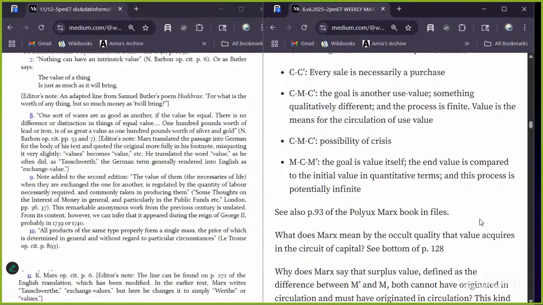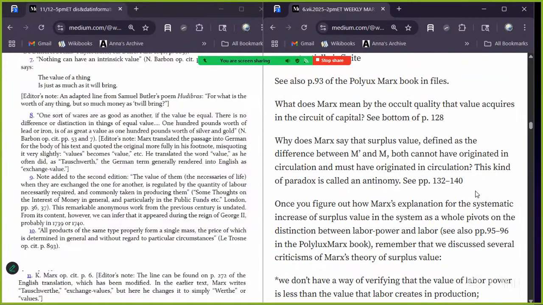Now, what does Marx mean by the occult quality that value acquires in the circuit of capital? See the bottom of page 128. Why does Marx say that surplus value, defined as the difference between M prime and M, both cannot have originated in circulation and must have originated in circulation? This kind of paradox is called an antinomy. See pages 132 to 140.